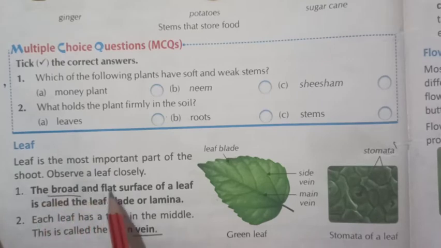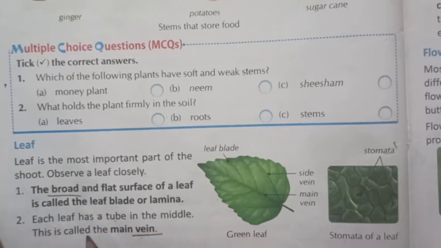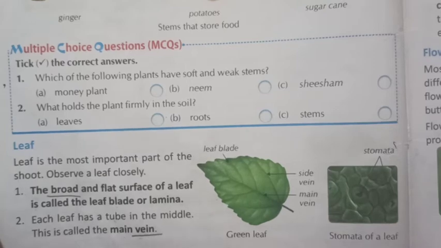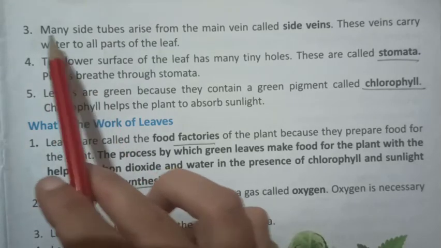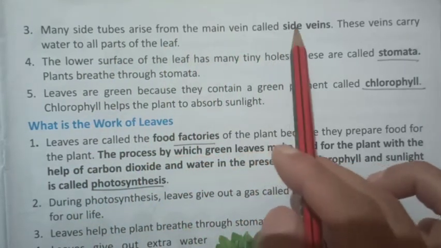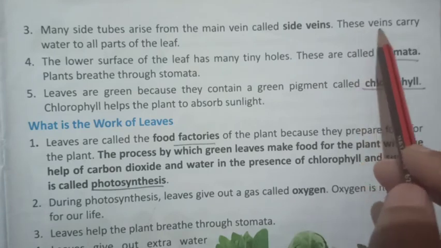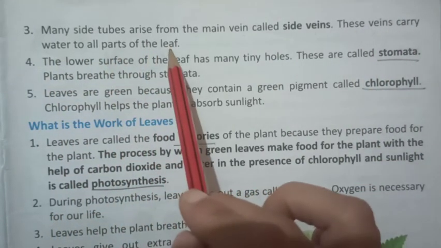The broad and flat surface of a leaf is called the leaf blade or lamina. Each leaf has a tube in the middle. This is called the main vein. Page number 39. Many side tubes arise from the main vein called side veins. These veins carry water to all parts of the leaf.